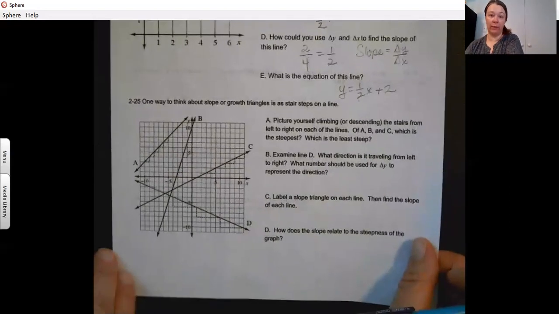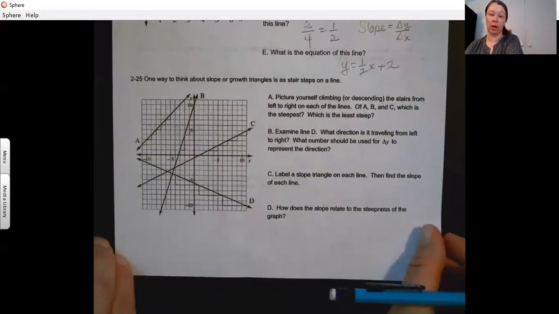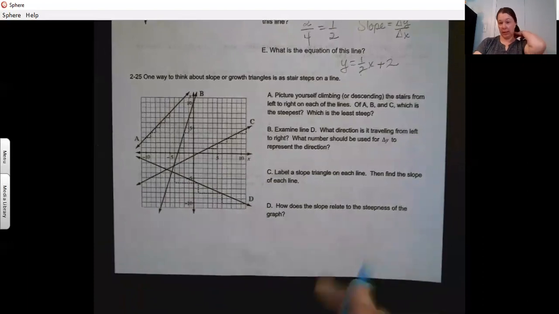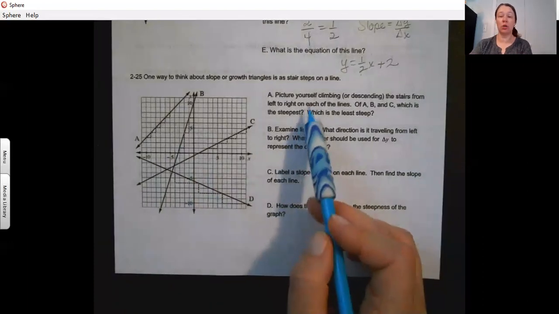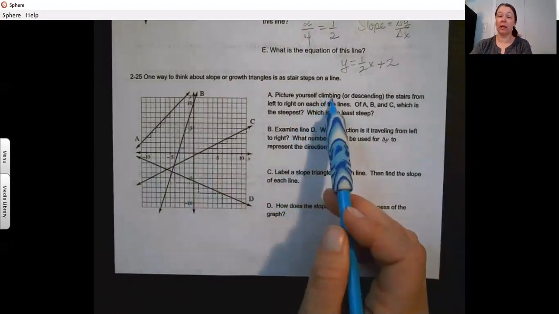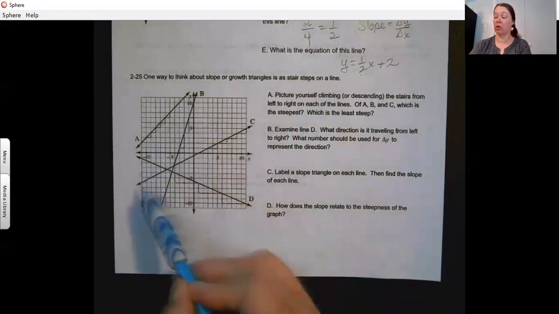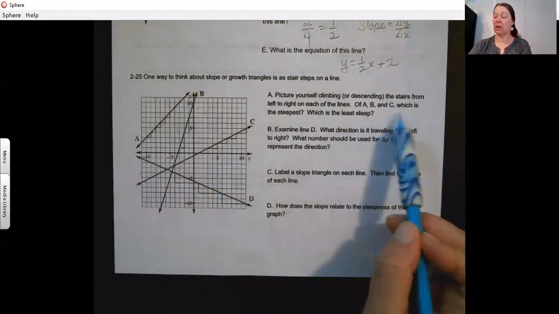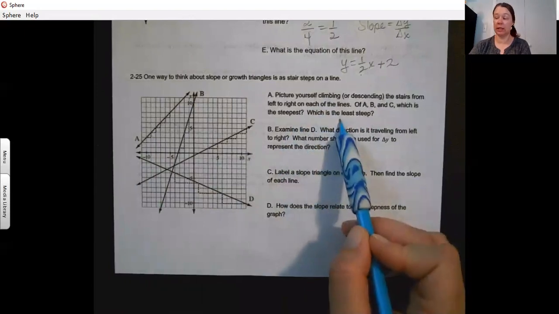All right, so now let's move on to number 2-25. One way to think about slope or growth triangles is stairs on steps of a line. So I have all these different lines. I want you to picture yourself climbing or descending the stairs from left to right on each of these lines. We're always going to start from left to right. Of A, B, and C, which do you think is the steepest? Which do you think is the least steep?